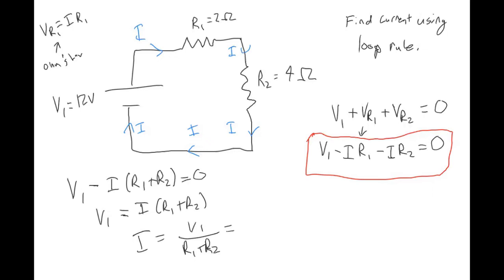So the voltage was 12. The resistance for resistor one was 2. And then for resistor 2, the resistance was 4. And so we get 12 divided by 6, which is 2 amps.